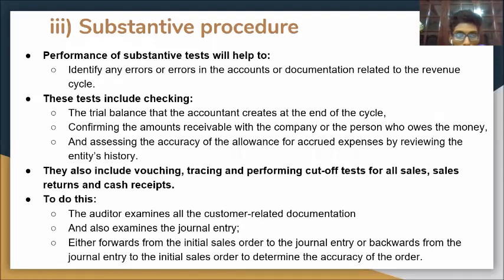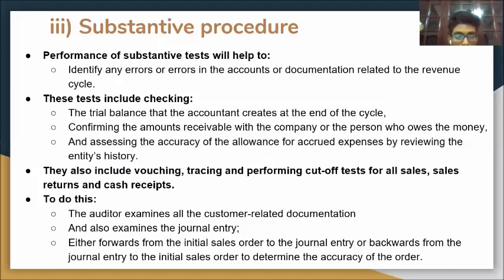Substantive procedure. Performance of substantive tests will help to identify any error in the account or documentation related to the revenue cycle. These tests include checking the trial balance that the accountant creates at the end of the cycle, confirming the amount receivable with the company or the person who owes the money, and assessing the accuracy of the allowance for accrued expenses by reviewing the entity's history. They also include watching, testing, and performing cut-off tests for all sales return and cash receipt.